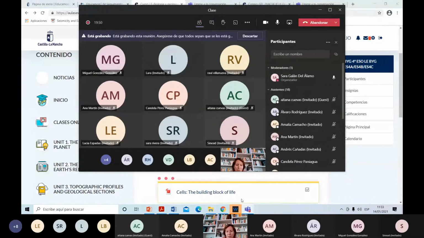Alguno pensaba que empezábamos a 1:30, no sabéis que por el COVID tenemos los recreos estos cambiados.